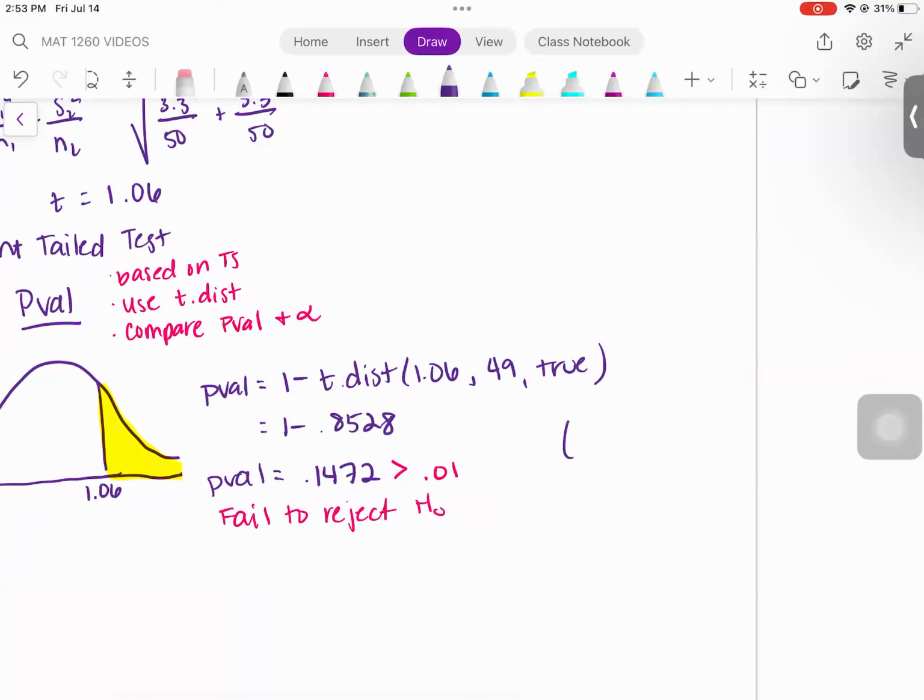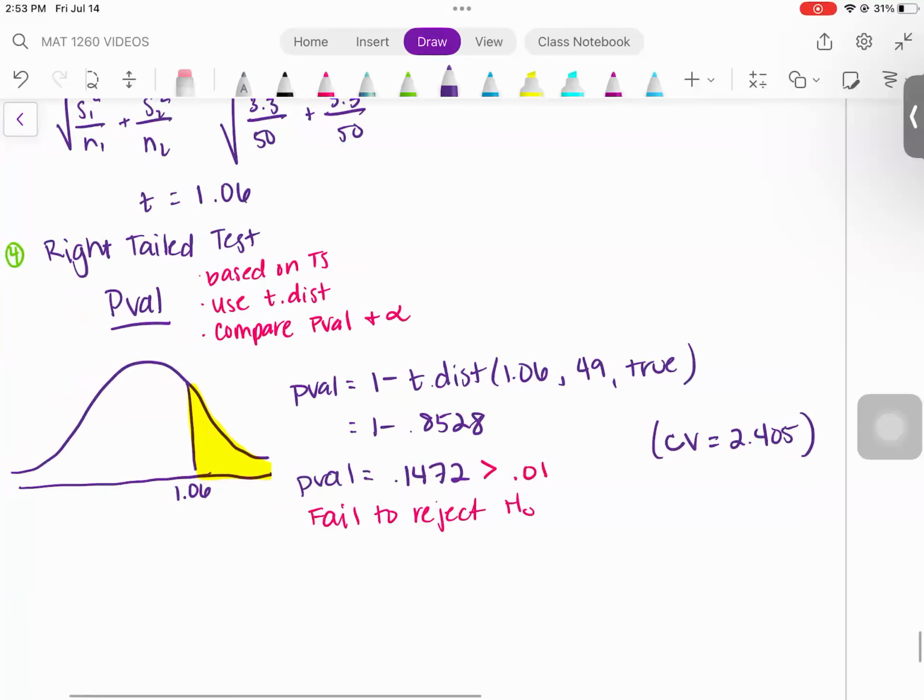Now, similarly, if you chose to use the critical value method, or if that's your preference, or if you're asked to do both, depending on whatever the circumstances with your instructor, the critical value for this would have been 2.405. So if you wanted to go that other route, you could verify that answer there.